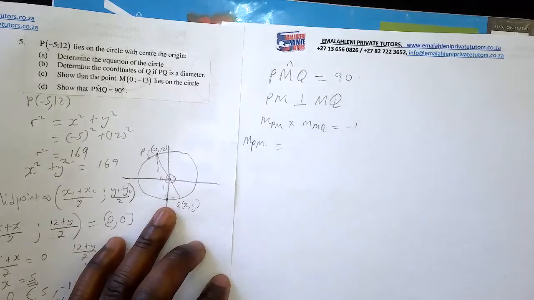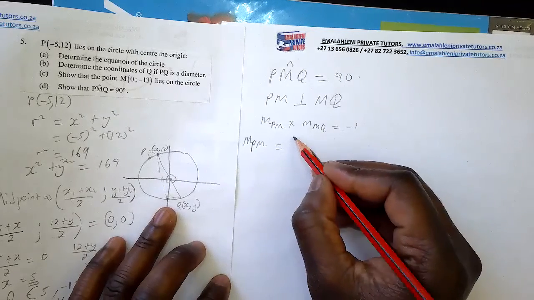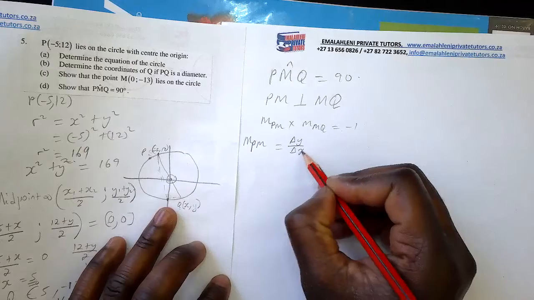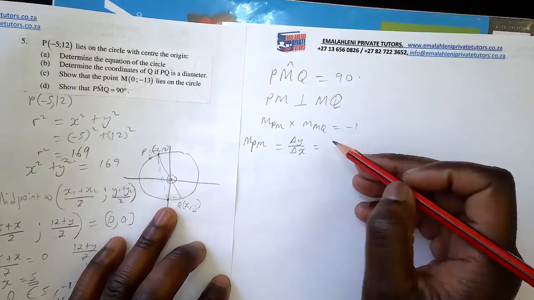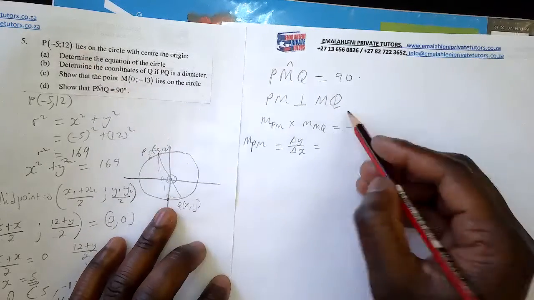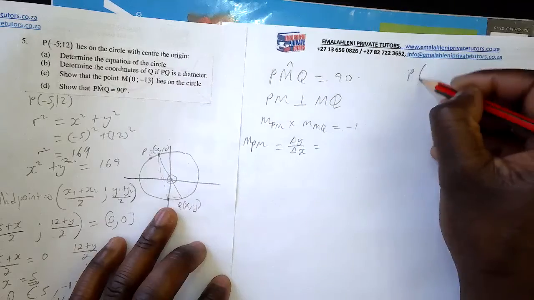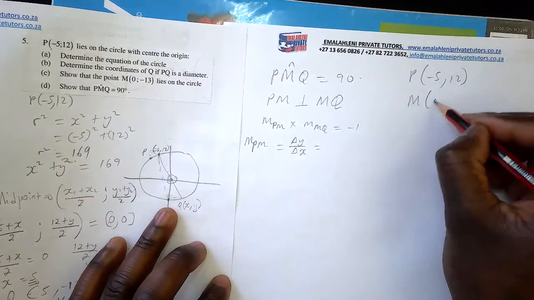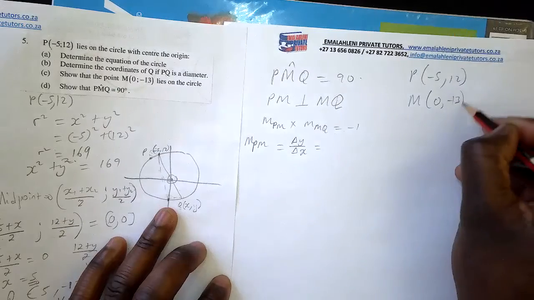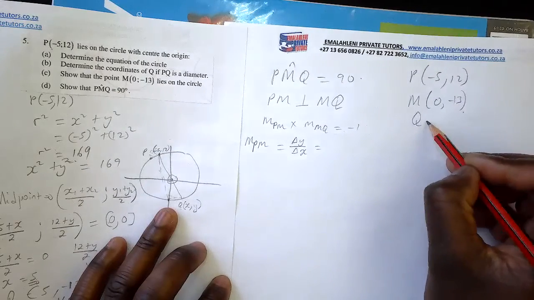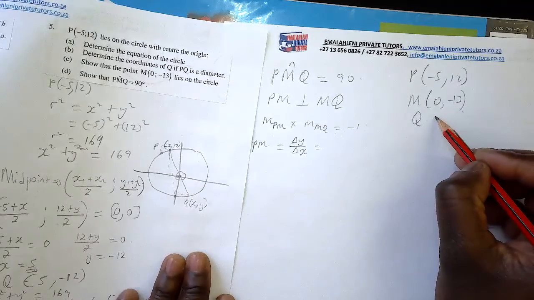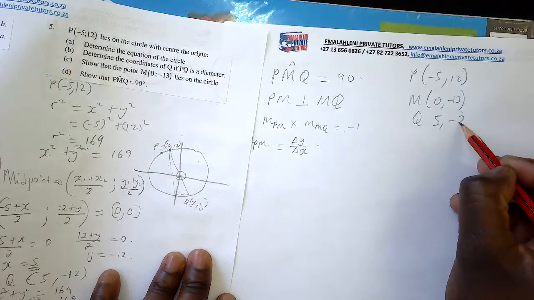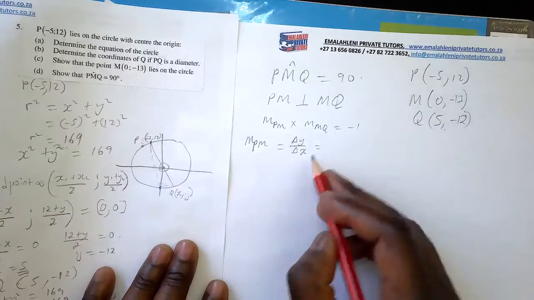The gradient of PM is going to be equal to change in Y over change in X. What are we going to get there for PM? P is -5 and 12, then M is 0 and -13. Then Q, we already found it: 5 and -12.